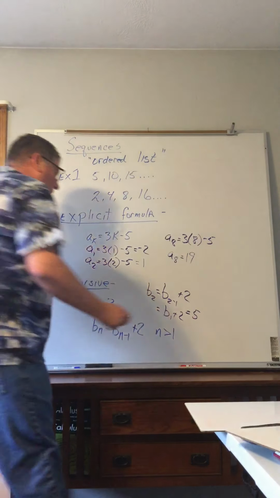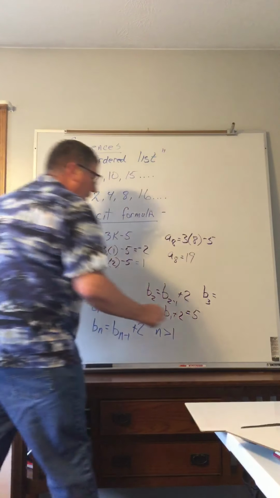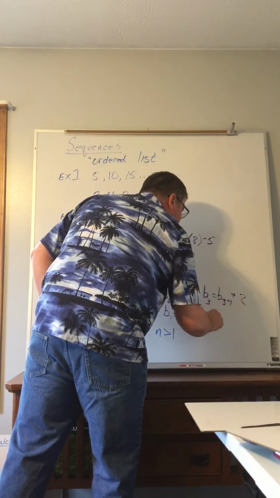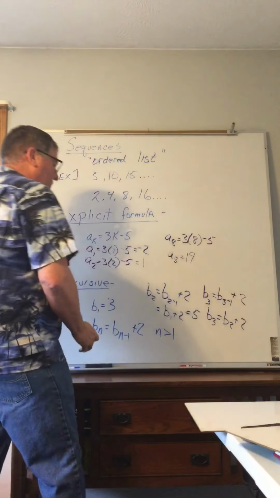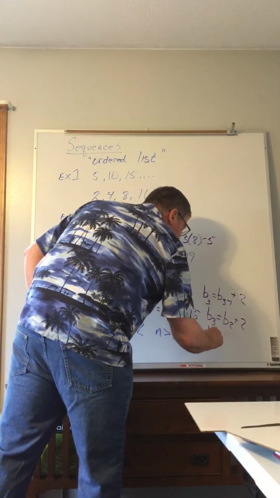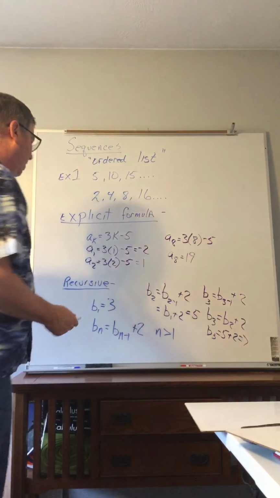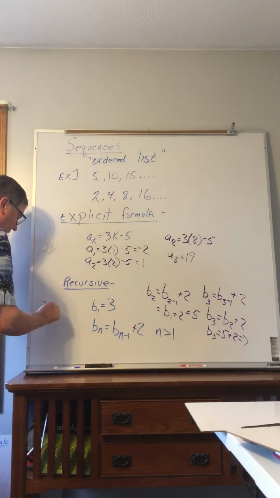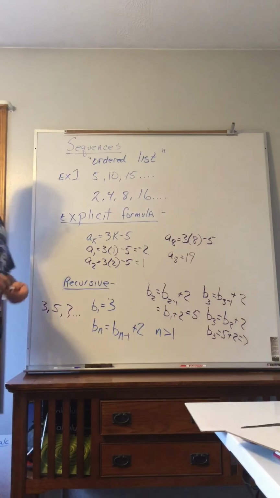And then when we go for the third term, the third term is going to be the second term plus 2. So the second term is 5, and 5 plus 2 is 7. So I'm looking at 3, 5, 7 as the first 3 terms of this recursive sequence.